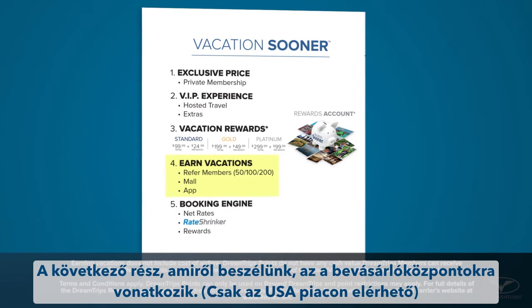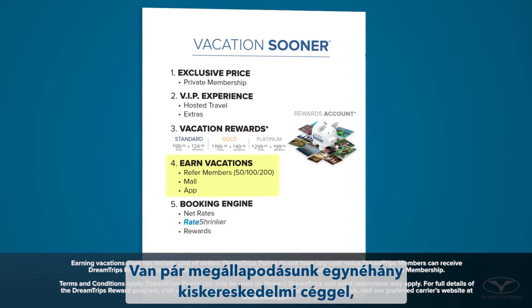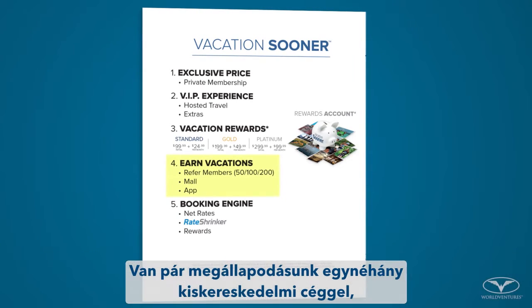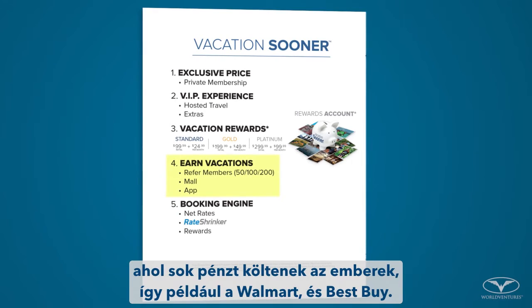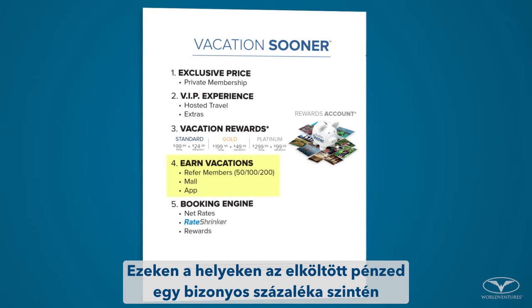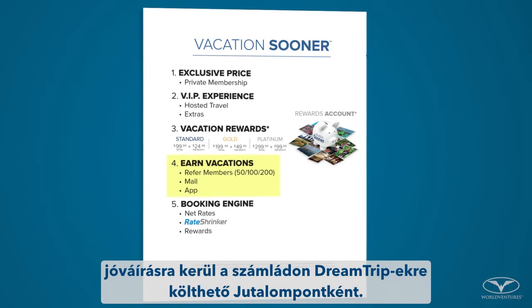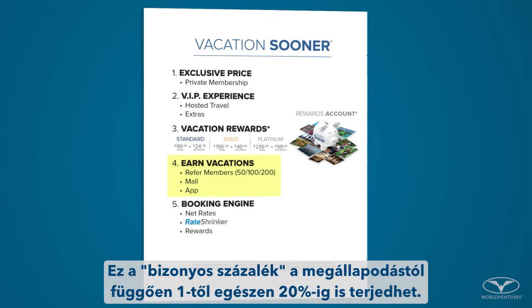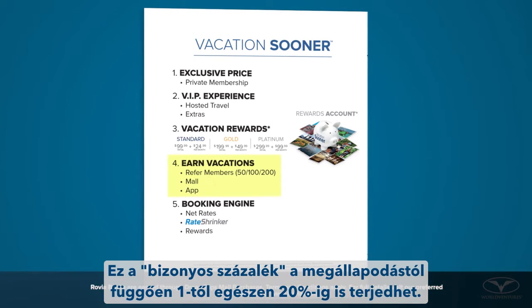Then the next component I want to talk about here is the mall. We've got some agreements with quite a few different retailers, big box companies like, let's say, Walmart or Best Buy, where there's a percentage of the money that you spend that gets to contribute back to this rewards account. And what happens is you get to reapply that on a dream trip. And those percentages range anywhere from 1% to 20%.